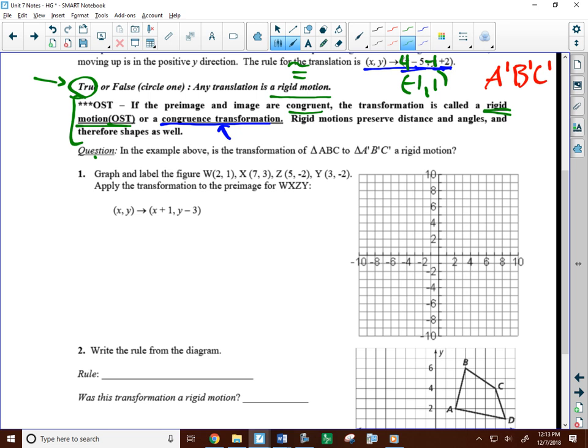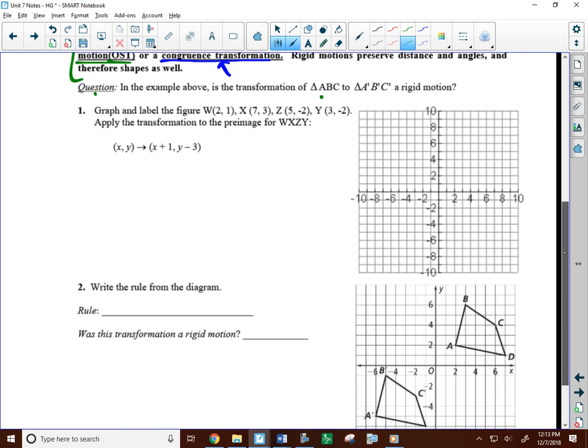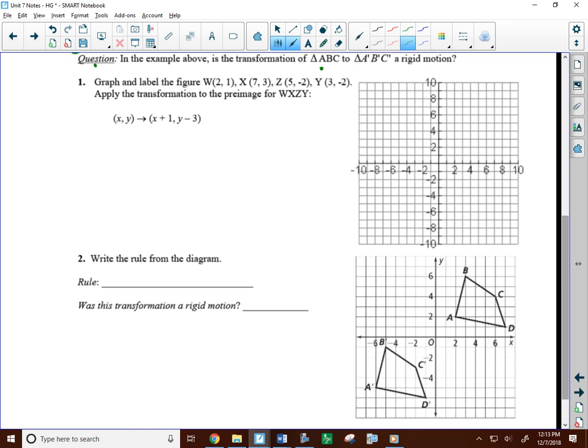All right, well, good try. So this one, yes, I'm not going to answer this one. In the above example, yes, it's a rigid motion. It's a translation. All right, let's do two, one graphical and one getting the rule. So first one, graph and label the figure and then apply this transformation.